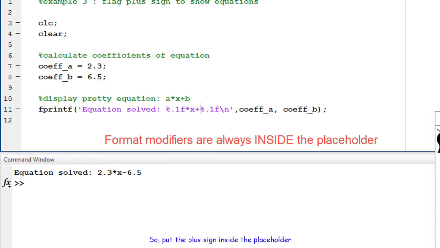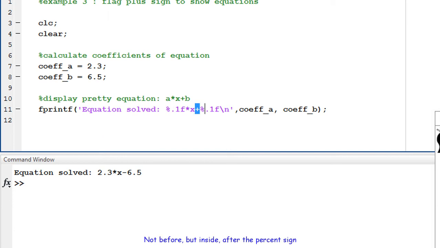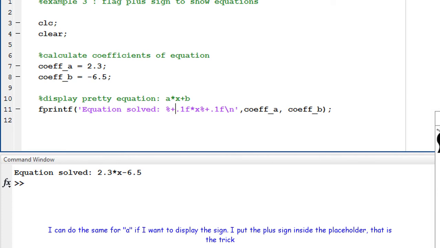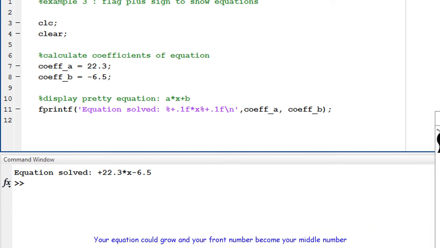So put the plus sign inside the placeholder. Not before, but inside. I'm just moving that plus sign to after the percent sign. And now when my coefficient b changes, the sign actually takes over and it looks like the actual equation. I can do the same thing for coefficient a. If I do want to display the plus and the minus, I put a plus sign inside the placeholder. That's the trick. Your equation could grow and the front number becomes a middle number.